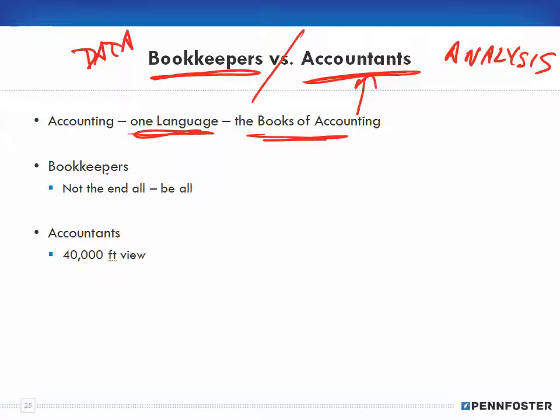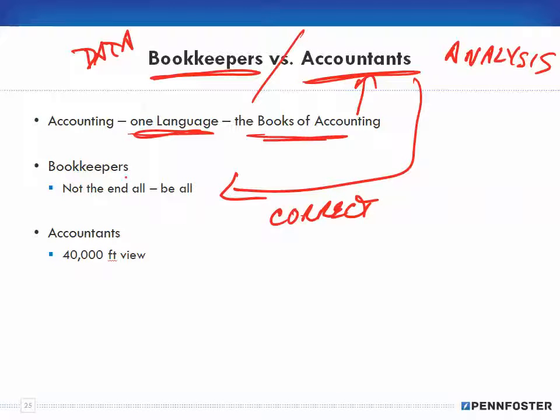Bookkeepers are not the end-all be-all of everything, okay? Yes, they do the data entry, but it's up to the accountant to make sure that everything is correct, right? That doesn't negate the fact that bookkeepers should be doing their work accurately. If you're making too many mistakes, that costs money, and they'll get rid of you and find somebody who's more capable, more accurate, and able to do the work correctly, right? But the bookkeepers do all of the data entry, and then the accountants take that information and do the analysis of it.